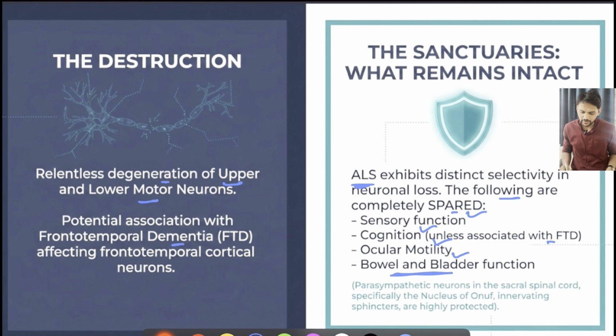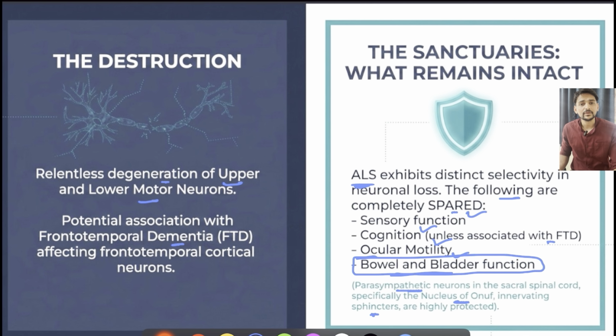Particularly when it comes to bowel and bladder involvement, there is a specific structure called the nucleus of Onuf, which has a very high concentration of parasympathetic neurons, which innervate the sphincters and are highly protected from this degenerative process. That's why there is no manifestation of bowel and bladder dysfunction.